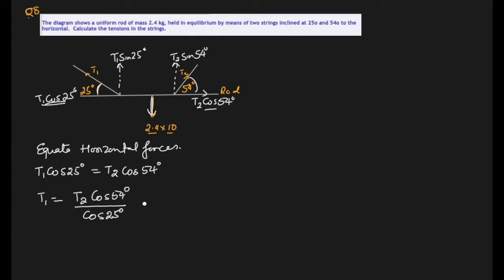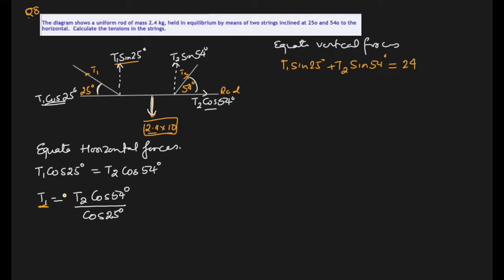Let's talk about the vertical forces. So equate vertical forces. For vertical forces, we can do this. T1 sine 25 and T2 sine 54. They are the forces upwards, but there is one force downwards, which is 24. Yeah, 2.4 times 10 is 24.